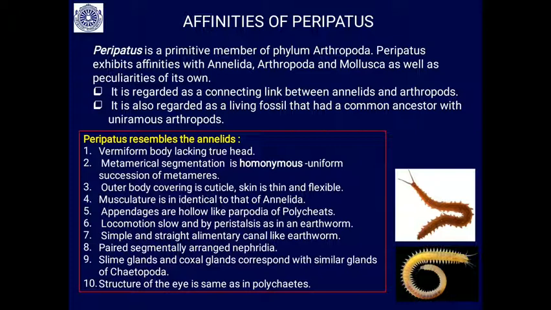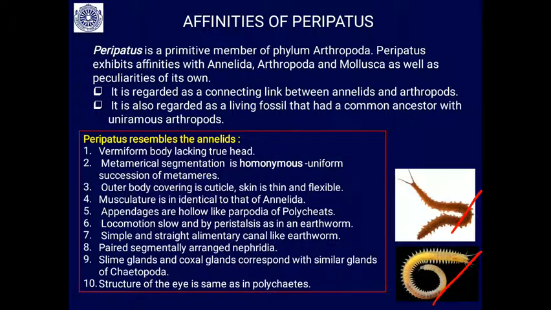So vermiform body, you see here, this is an annelidan polychaete worm, Nereis, and this is a Peripatus. You see similar morphological features: both have a vermiform body, metameric segmentation, and a uniform succession of metameres. In arthropoda, the anterior segments form a cephalothorax and abdomen, and there is a fusion of segments. Here, all segments are alike. This is called homonymous segments, a uniform succession of metameric segmentation.